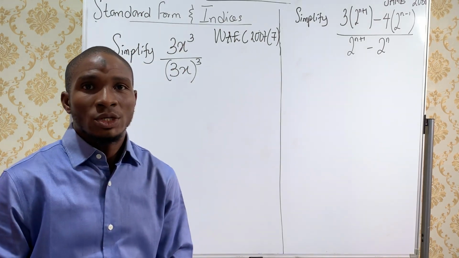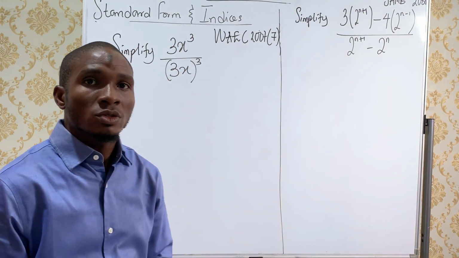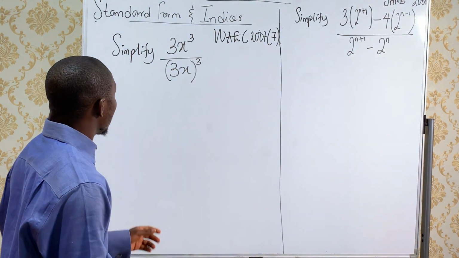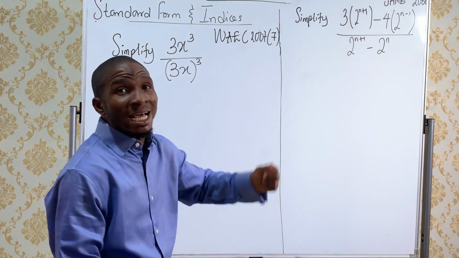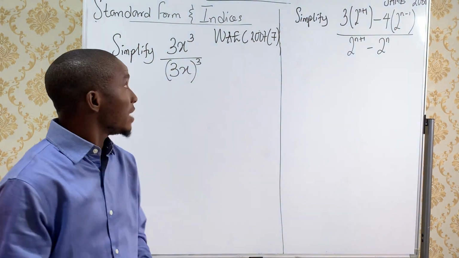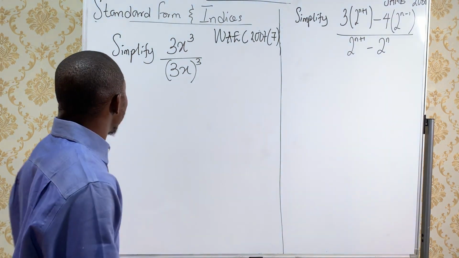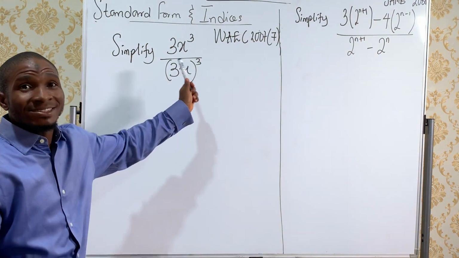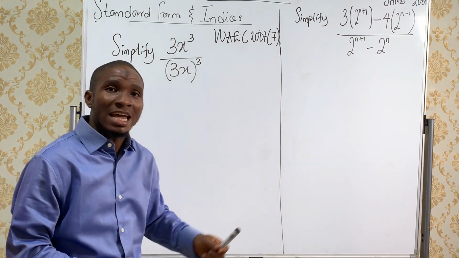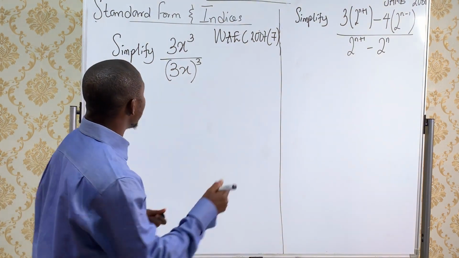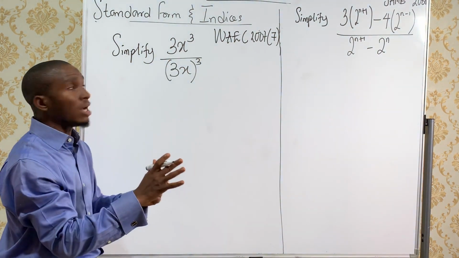Good morning, class. We'll be looking at more examples on indices. One of the examples we'll be looking at was actually from WAEC 2007, that's question 7. The question is, we are asked to simplify 3x raised to the power 3 divided by 3x raised to the power of 3. Now, this is what we do. Using the law of indices.